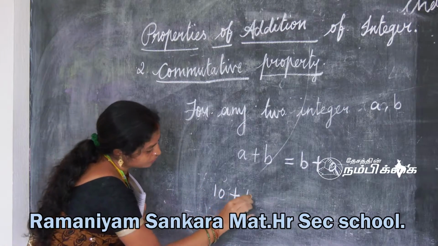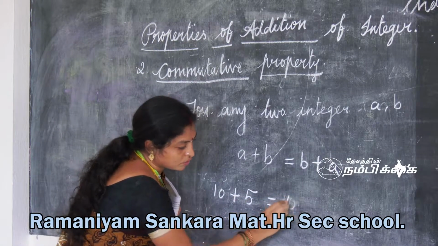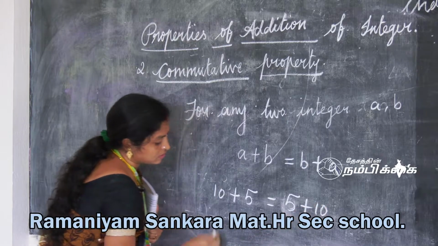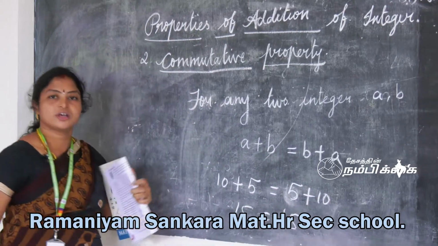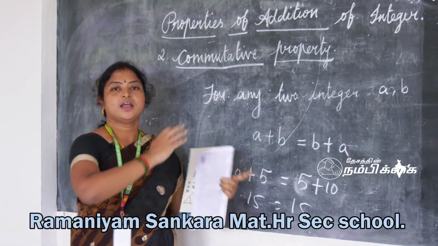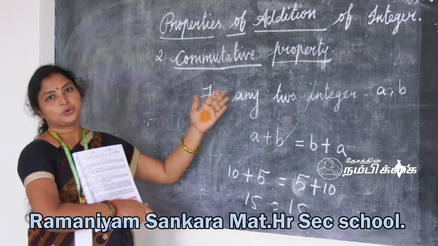10 plus 5 is equal to 5 plus 10. 10 plus 5 is equal to 15. 5 plus 10 is also equal to 15. So, the value does not change when we change the order. Okay. So, this is called commutative property.